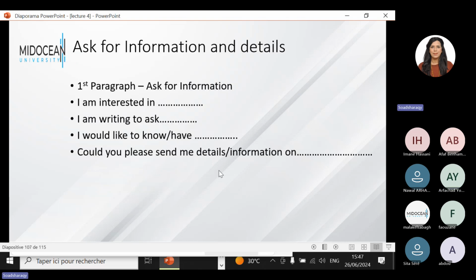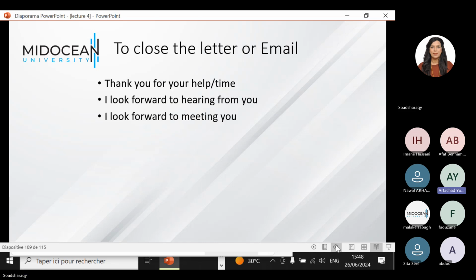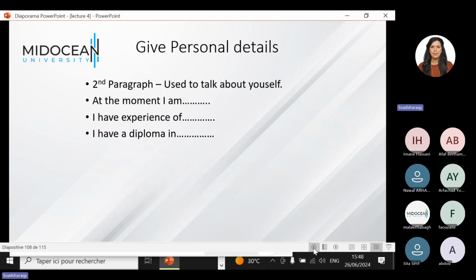Then you have the first paragraph. You ask for information and details. In the second paragraph, you talk about yourself or introduce yourself, your experience, your current job experience and your diploma. And you close your letter or email by saying, for example, "Thank you for your help or time. I look forward to hearing from you. I look forward to meeting you." So it's so simple.